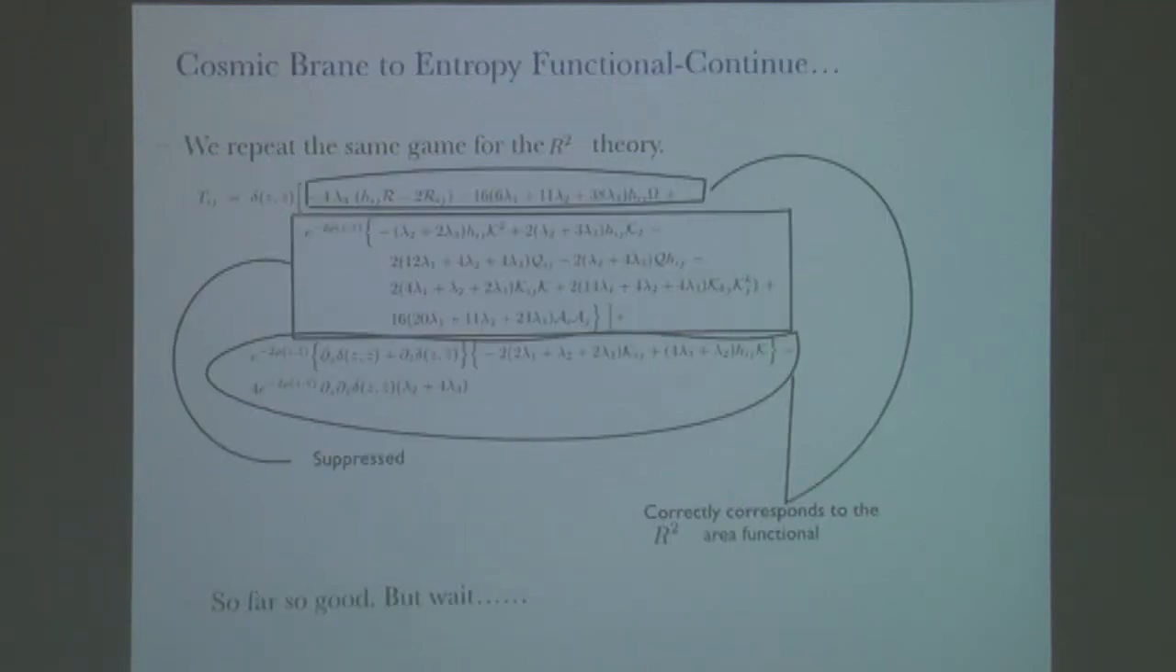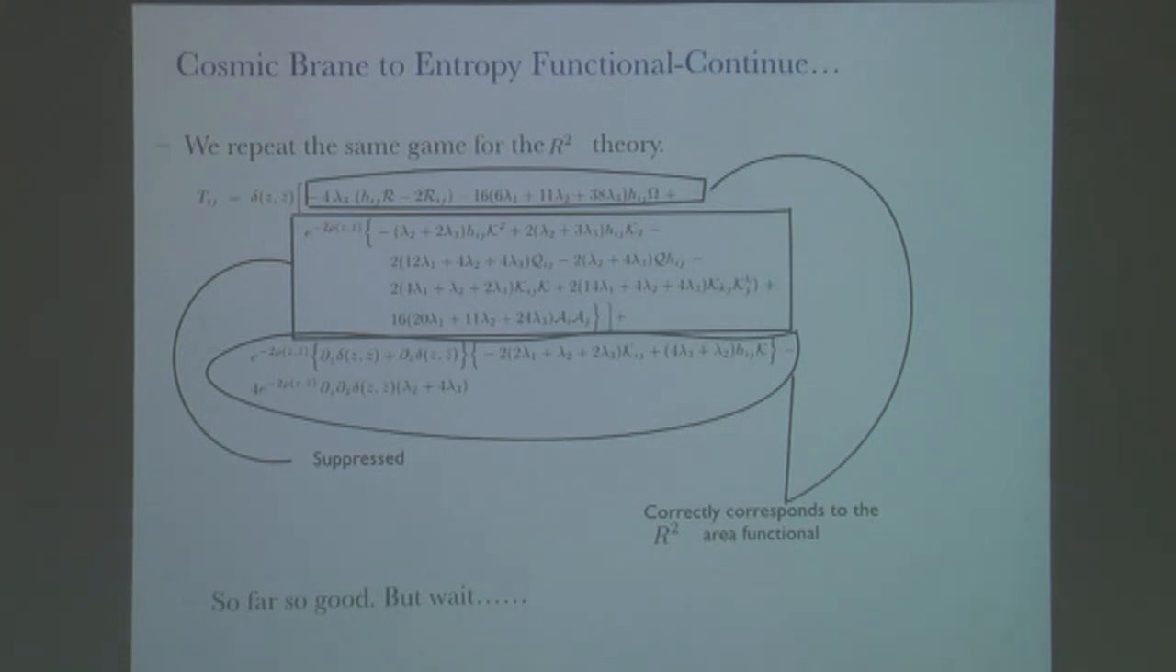Now, for the R squared theory we play the same game and we get this complicated expression. We can see this middle block goes to 0 in our way of taking the limit because it has a factor of e to the power 2 rho outside, and we are left with the upper and the lower block, and this actually matches exactly what the R squared area functional predicted.